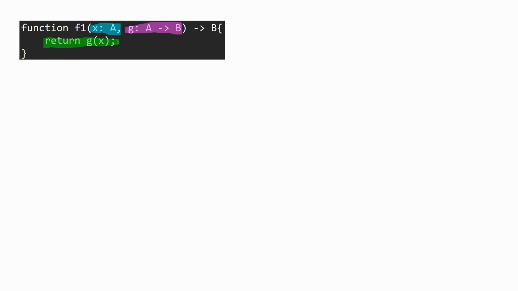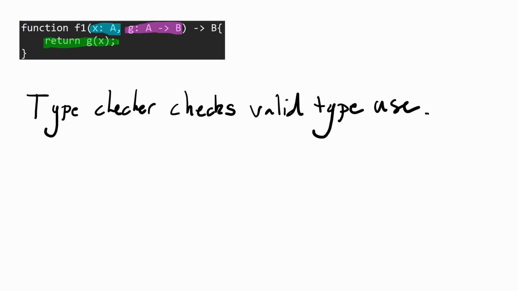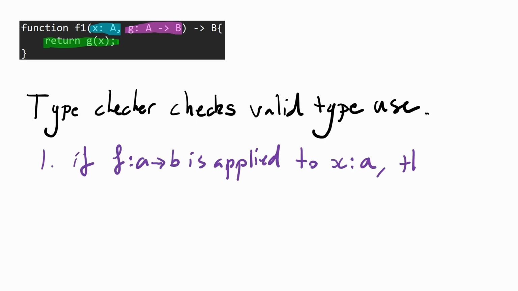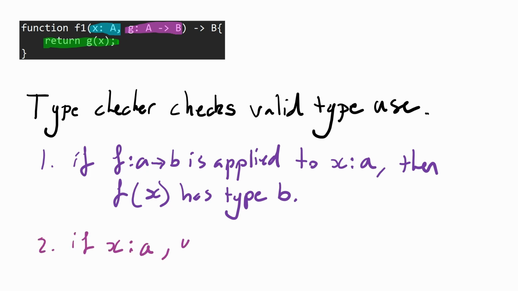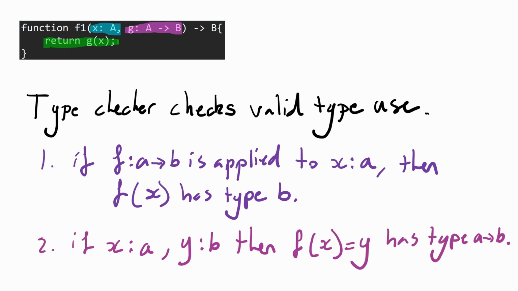In order for this to run properly, the type checker has to verify that the types are used in their correct contexts. It checks two things. If a function has type A to B, and it is applied to a variable of type A, then the result of evaluating it will be of type B. Secondly, if a variable has type A and another variable has type B, then any function which takes in the first and returns the second has type A to B.